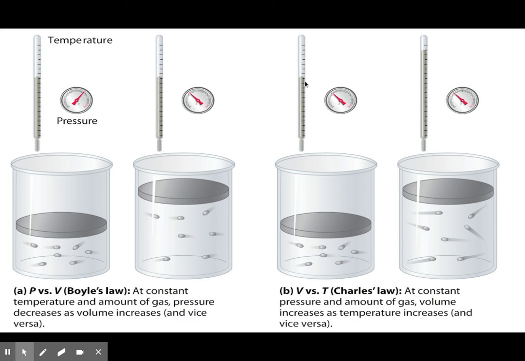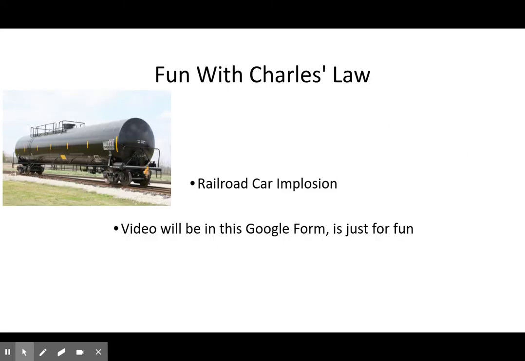Over here, we see a change in thermometers, and so that means the temperature is changing. When you see the temperature changing, you need to think Charles's law. So to further prove that this is Charles's law, pressure stays the same, but the volume of the container is changing because the temperature is changing. We have the same amount of collisions in both containers.